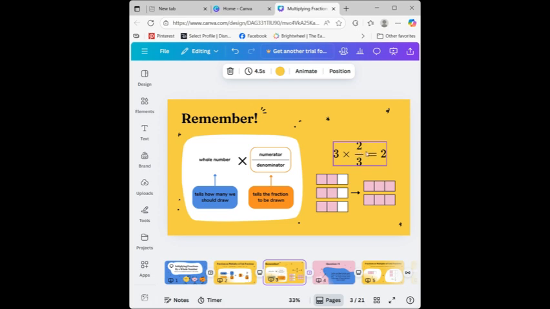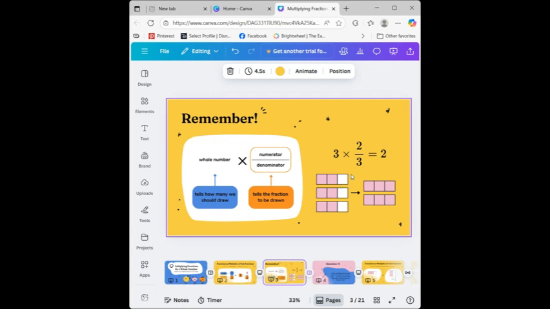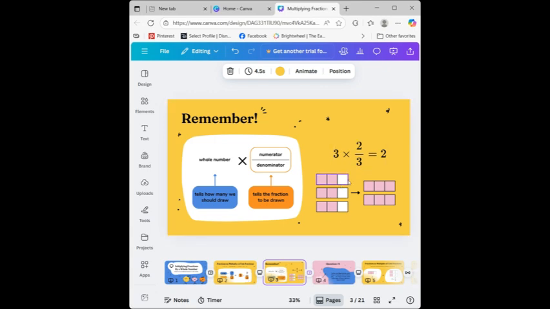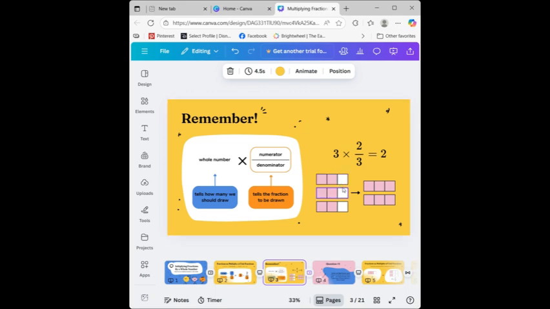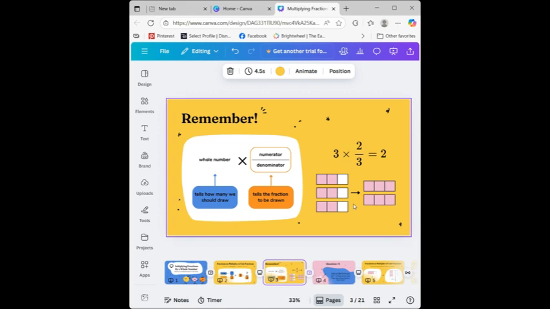And the numerator, 2, is going to determine how many are going to be shaded in. So in 2/3, there are 3 groups of 2/3, and there's 2 shaded in out of 3, which equals 2.